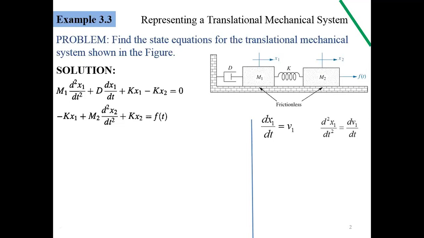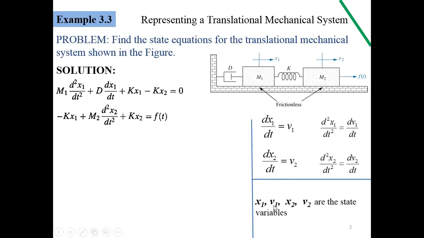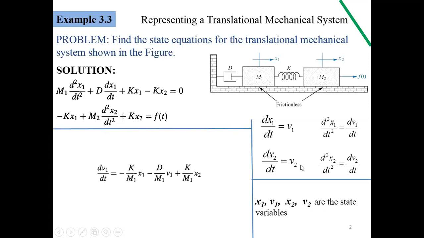So as there are 4 state variables in this system, x1, v1, x2 and v2 will be the state variables. dx1, the derivative of displacement will be equal to the velocity. So this will be our first state equation. dx2 over dt is equal to v2. So these will be our two state equations.